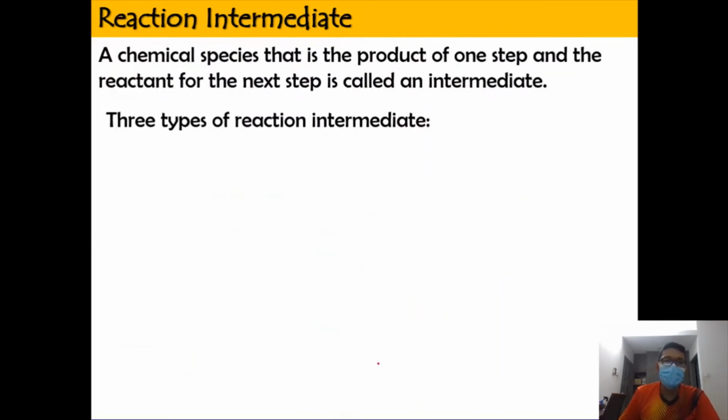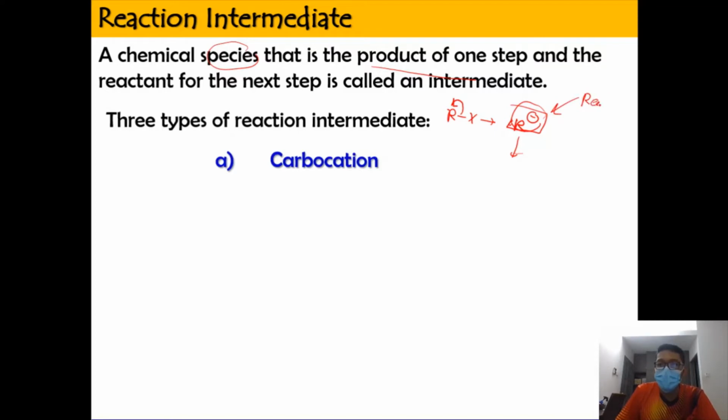Now, as mentioned, reaction intermediates are basically the product of one step. For example, just now, RX is transferred into R. The product here, which carries the negative charge, is now going to be a reactant for another reaction. So a reaction intermediate is basically a species that is the product of one step and the reactant for the next step. It becomes the product, and now it's going to be the reactant for the next step. This situation is called the reaction intermediate.